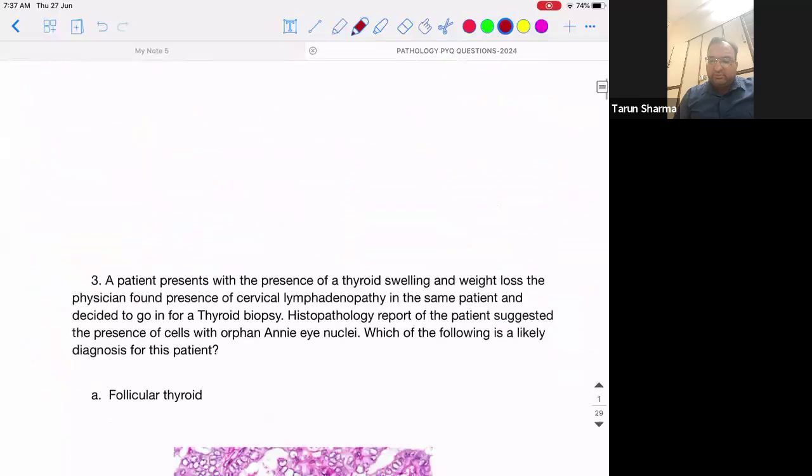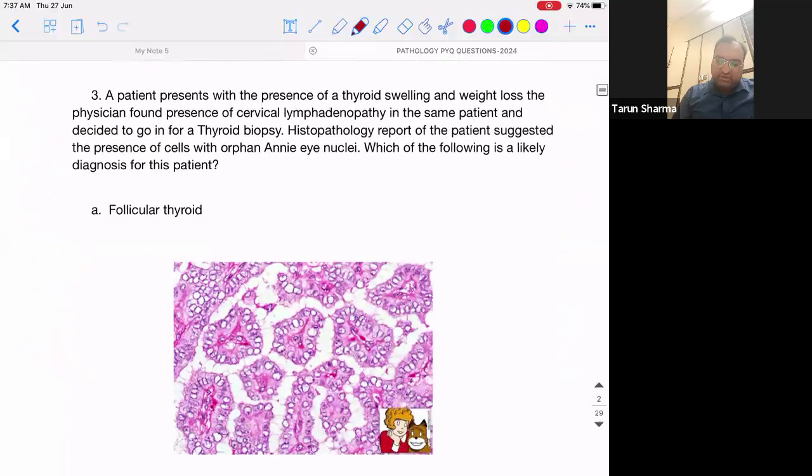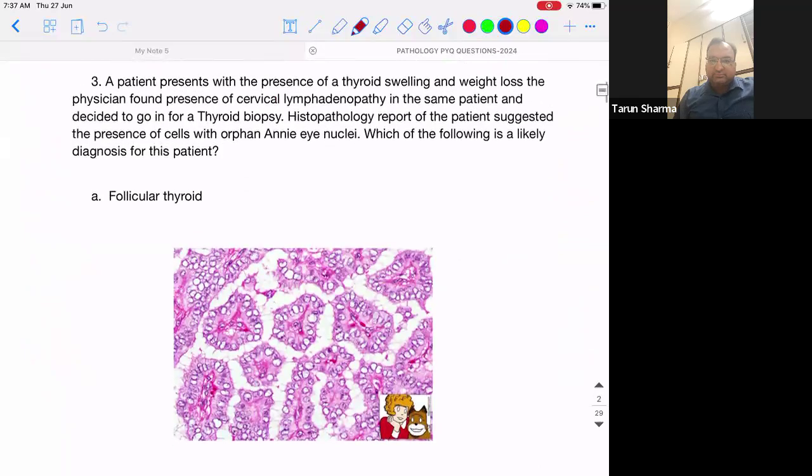Okay, so let's see the next question. I think it's a simpler one. A patient presents with thyroid swelling and weight loss, and the physician found the presence of cervical lymphadenopathy. So one of the very important signs here is the cervical lymphadenopathy and thyroid swelling itself.